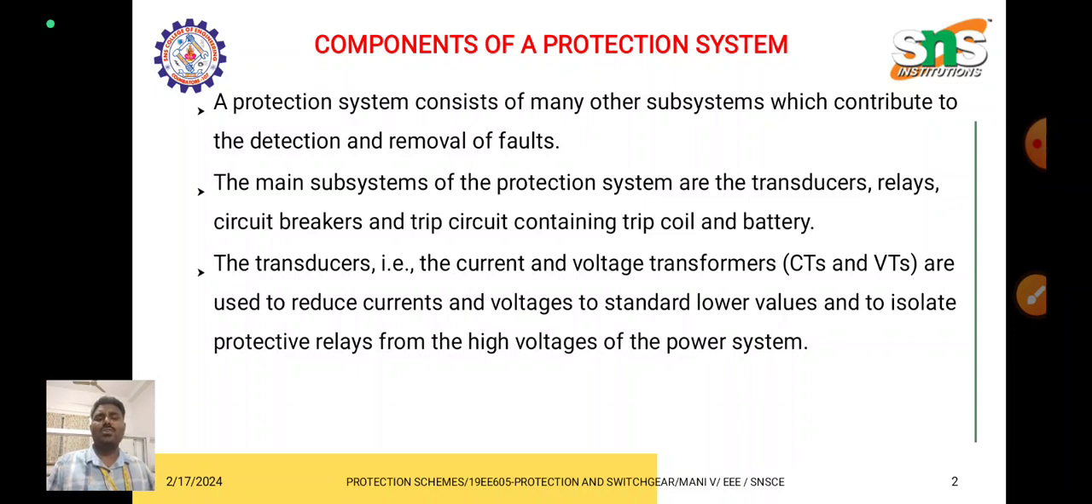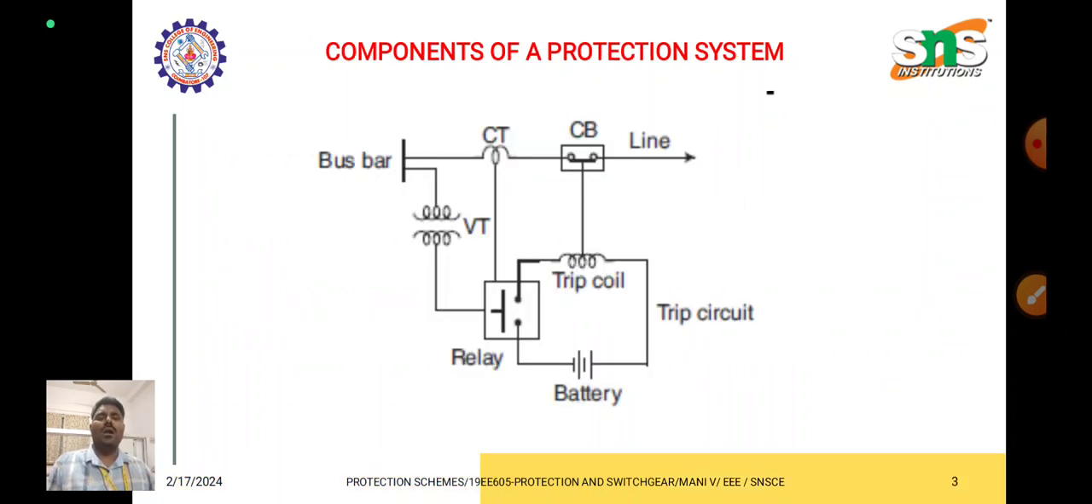Here the transducers CT and PT are used to reduce the current and voltage to standard lower values to isolate the protective relay from the high voltage of the power system. And this is the simple block diagram or schematic diagram of the components of a protection system.